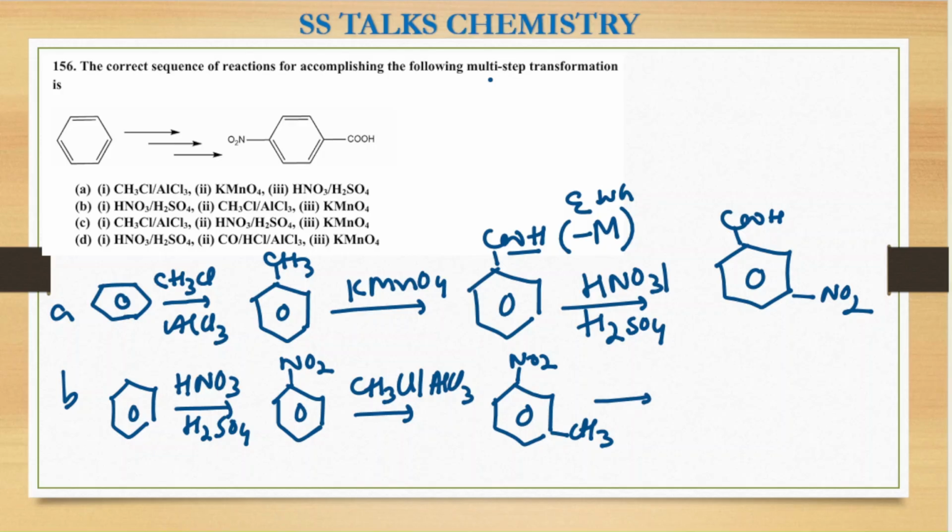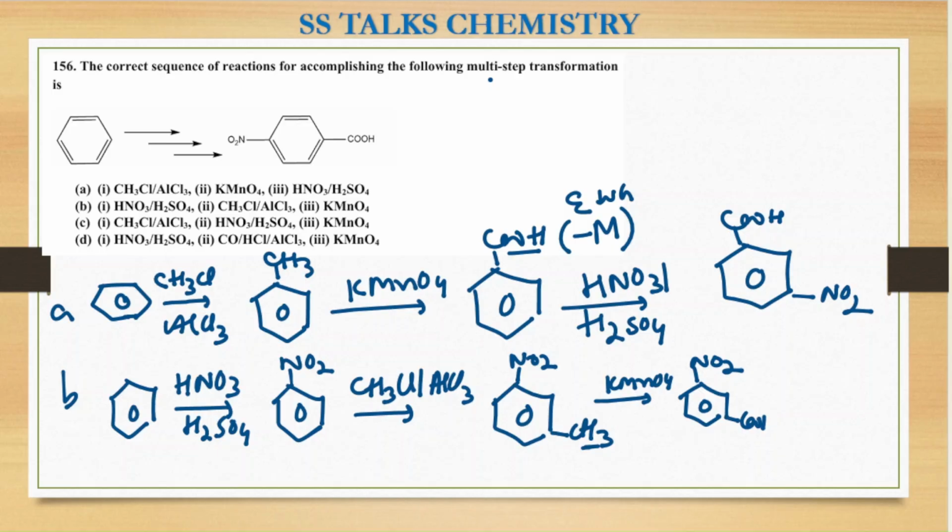Further, the KMnO4 treatment will convert the methyl group to the carboxylic acid. This one. So again the meta substituted product we are getting. So that is not going to be the correct one. Now we have to form now.